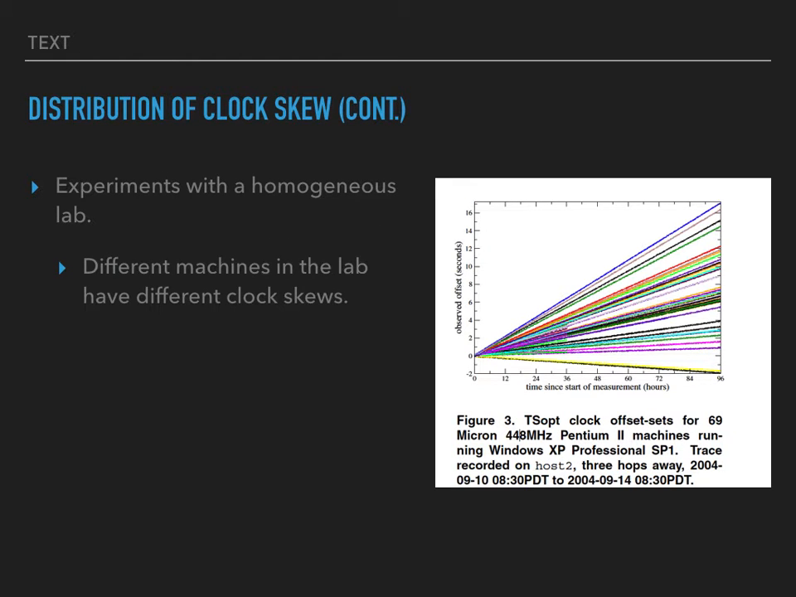And here is the experiment on different devices that run the same hardware. Even though the machines have the same hardware, they have different slopes. So in the picture here, we have a lot of different colors and different slopes. This means that each of them has a unique fingerprint.